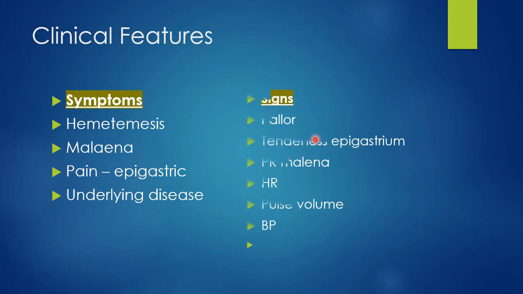As for the signs, again, anemia or pallor is the main sign that you detect in these patients. They can have tenderness in the epigastrium, and on rectal examination, you may detect melena or fresh blood. They will have increased heart rate, decreased pulse volume, and a decreased BP. These three are the signs of hypovolemia due to excessive vomiting of blood.